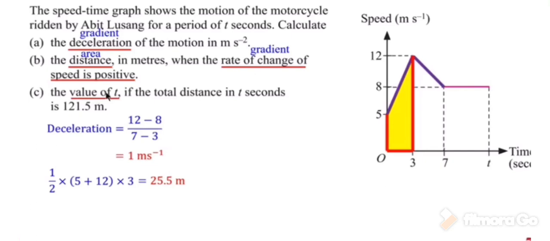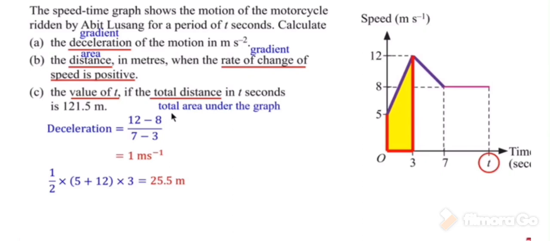So now we want to find the value of t. Okay, please remember t is a value that is bigger than 7. It's to the right of 7. And the keyword is total distance. Total distance means total area for the whole diagram, for the whole graph. So you need to find the total area for the whole graph.